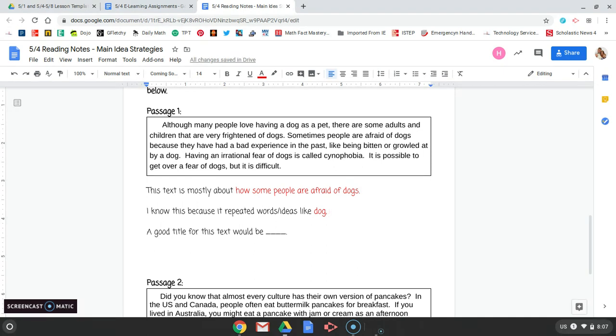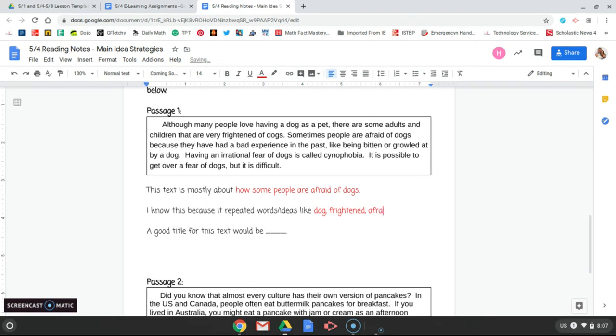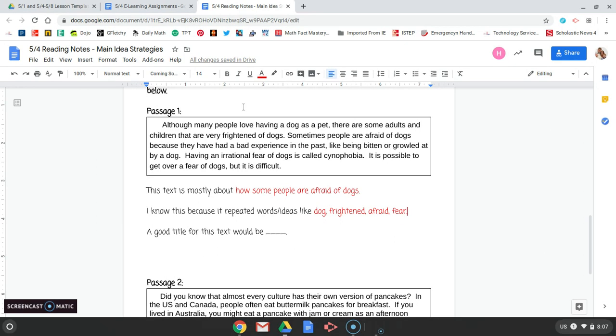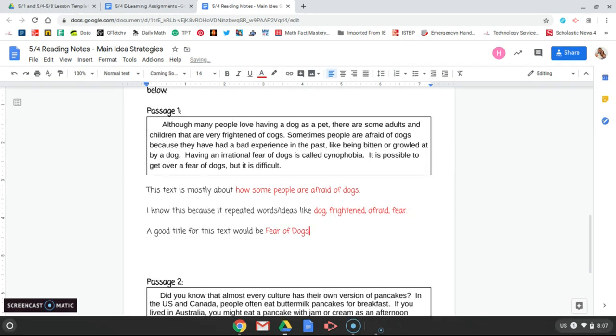I noticed the word frightened, afraid, and fear. So those are the words that I'm using to prove that my main idea is correct. A good title for this text would be, well, if the whole text is about being afraid of dogs, then probably a good title would be Fear of Dogs. That gives the reader a clue about what they're going to read.